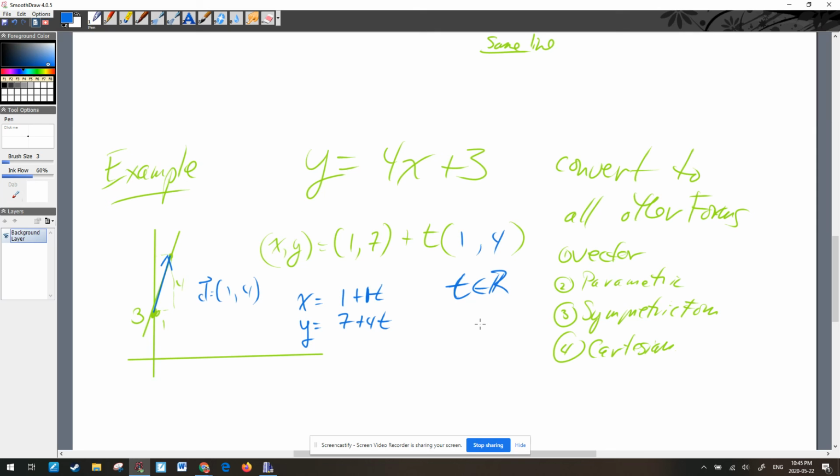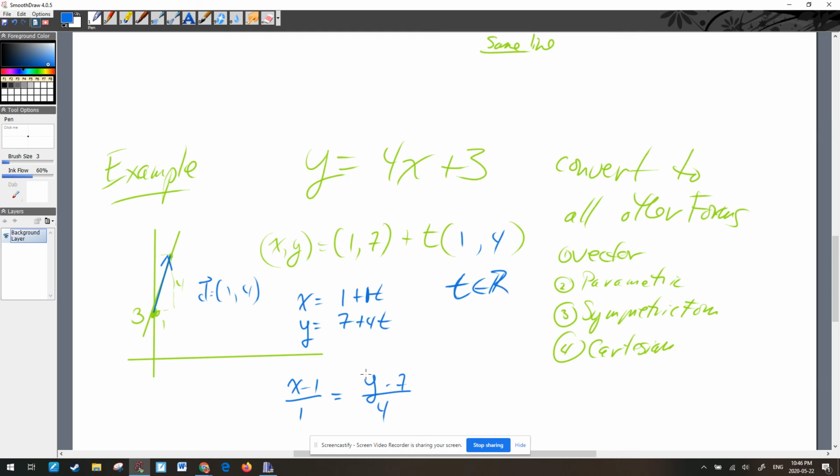Symmetric form is when we solve for t and set them equal to each other. So the x version of t is going to be x minus 1, and I'm going to put it over 1, again, just so that we can see the direction vector hanging out there, is equal to y minus 7 over 4. And there it is. There is the symmetric form.